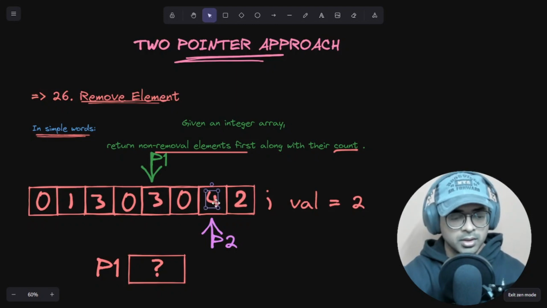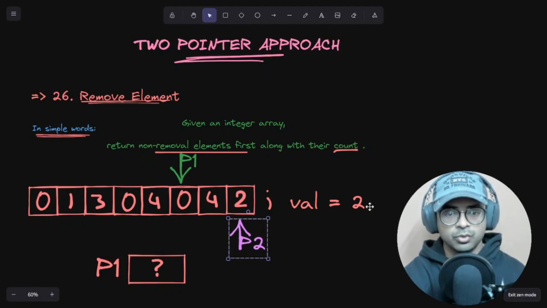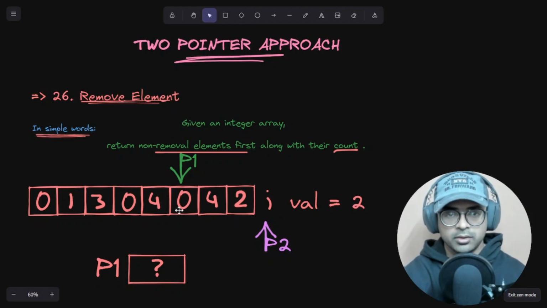So what it will do, copy 4, remove whatever p1 is pointing towards, assign 4 to it, and then move p1 one step forward. And now again p2 has found 2 which is equal to value, so p2 will ignore it, and here our array got ended.